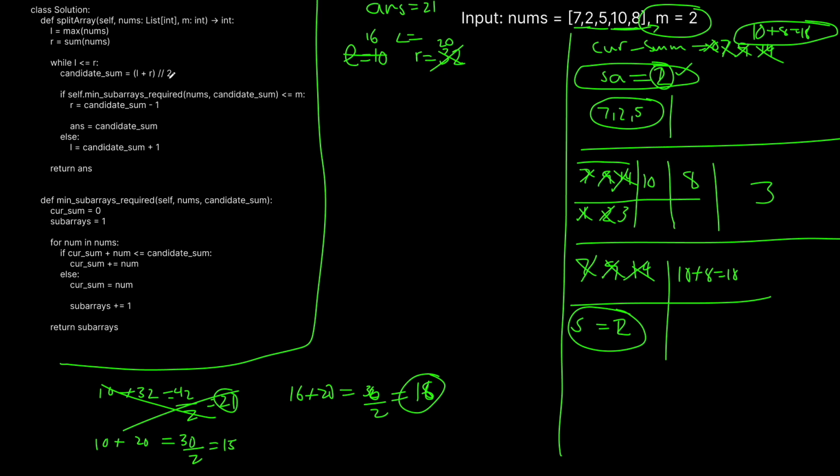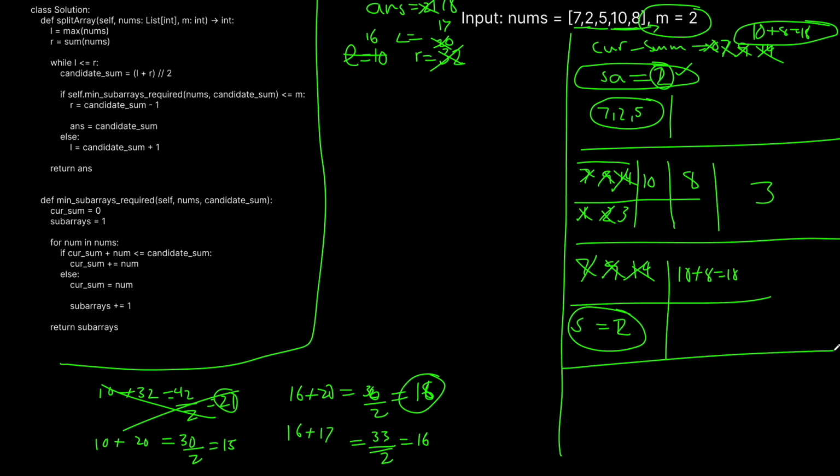So now we set our right equal to whatever the candidate sum was, minus 1. So this becomes 17. And then we say that our new answer is now this candidate sum. So we found a better answer than the 21 we had before, which is the 18. Now we're going to do 16 plus 17 equals, what is that? That's going to be, I think, 33. Divide by 2, and this is integer division. So when we do this, this is going to be what? 16.2. This is going to be 16, and we're going to try 16.